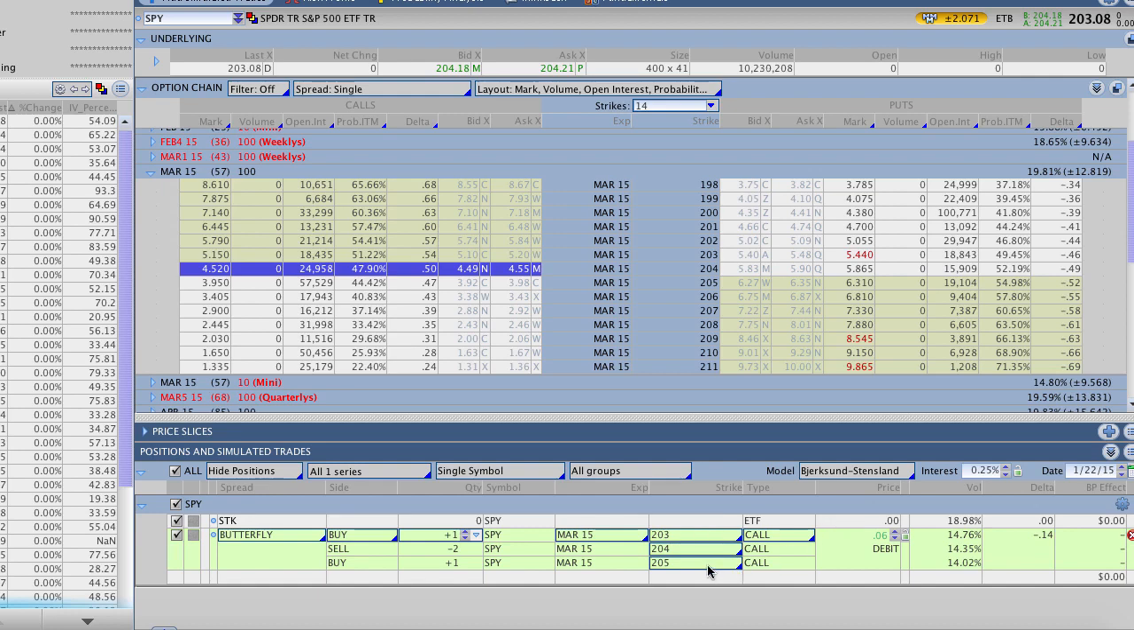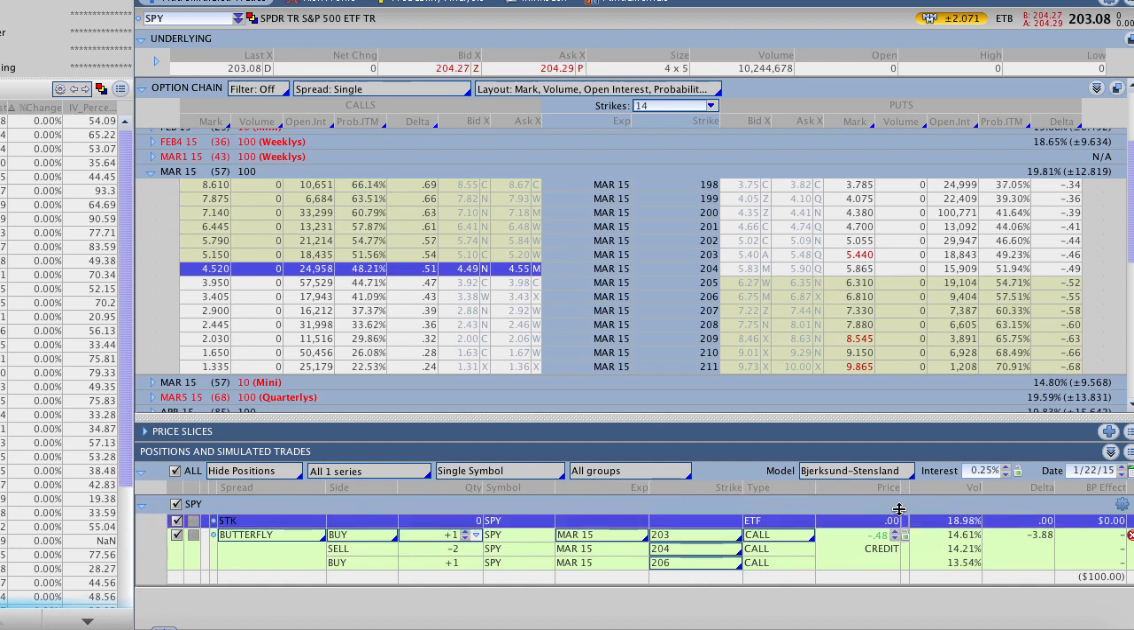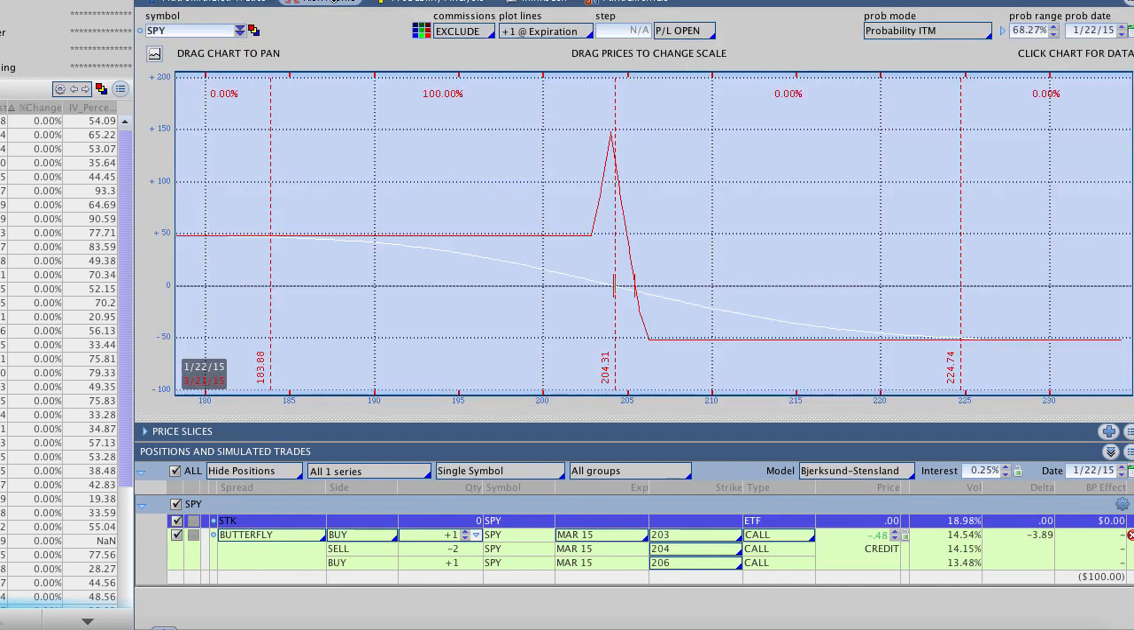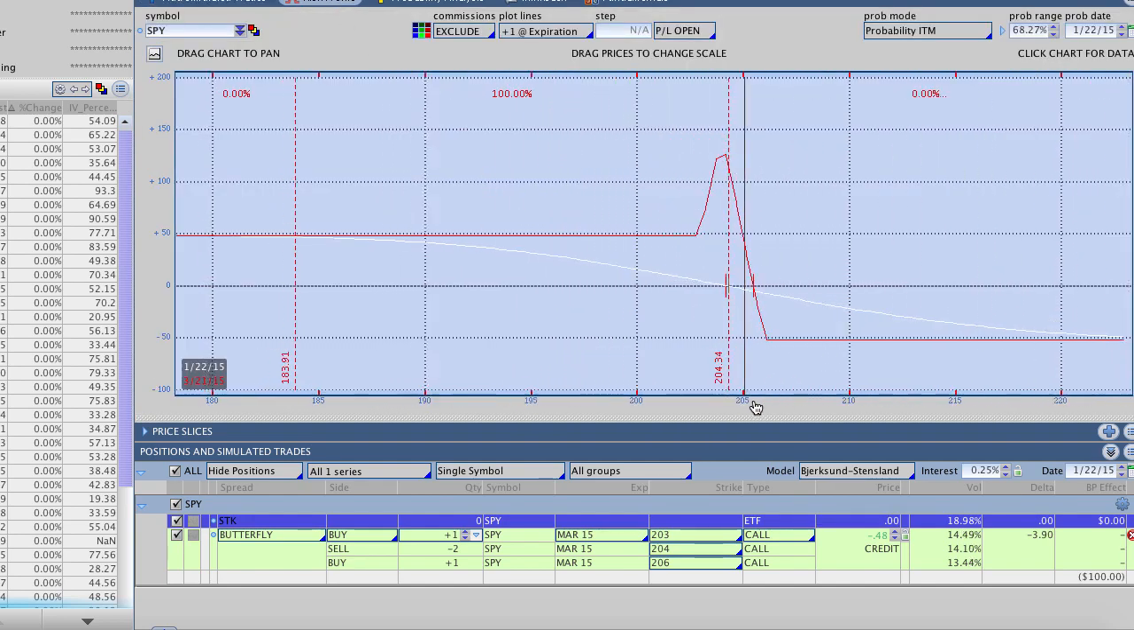We want to skip a strike on the call side. So you'll notice we're buying the 203s, we're selling two more of the 204s, and we want to skip over the 205s and buy the 206. Okay, so we're going to buy the 203, sell two more of the 204s, skip over 205, and buy the 206. This does give us, in fact, a nice credit on this trade of about $48. So that's going to help reduce our risk to the downside, we'll have no downside risk in this trade.